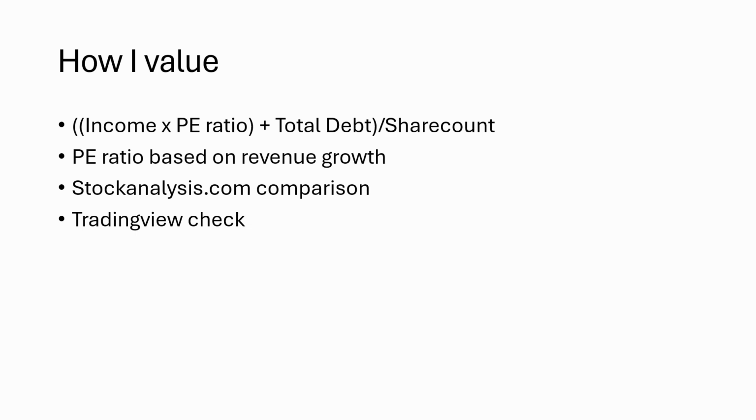I then use the PE ratio. So my PE ratio is based on revenue growth. And then I compare it to stockanalysis.com. I'll show you that in a second. And I also like to check the chart on TradingView just to make sure everything fits. I like to make sure that historically it's got the trend going in the correct direction. I also like to read about the companies, but that's going very in depth into the companies. So let's just show you how I do this. I'll use Meta as an example.